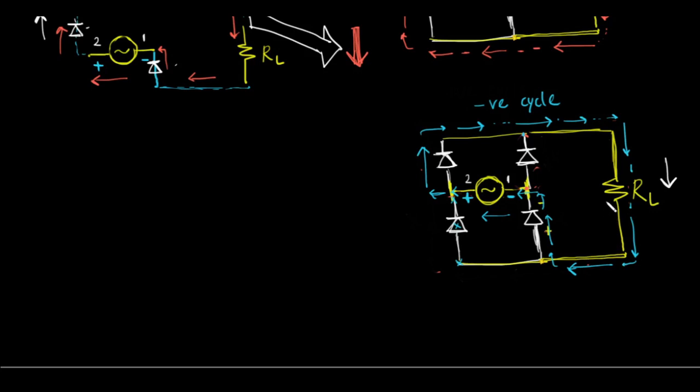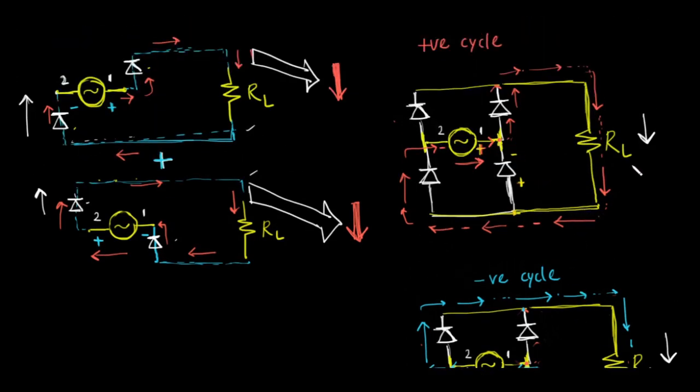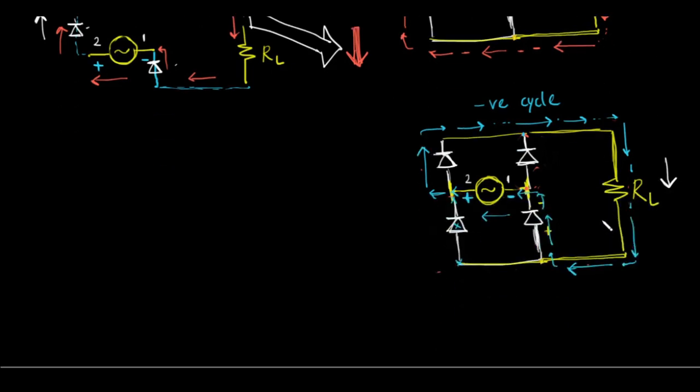Okay, so we have current flow in both cycles. In the half wave rectifier we had current flow only in a single cycle, but in the full wave rectifier we have current flow in the positive cycle and in the negative cycle. If I try to draw the output, what will be the output? What is the input voltage of this circuit? The input voltage is this one. This is V in. And what is the output voltage of this circuit? This is V out.